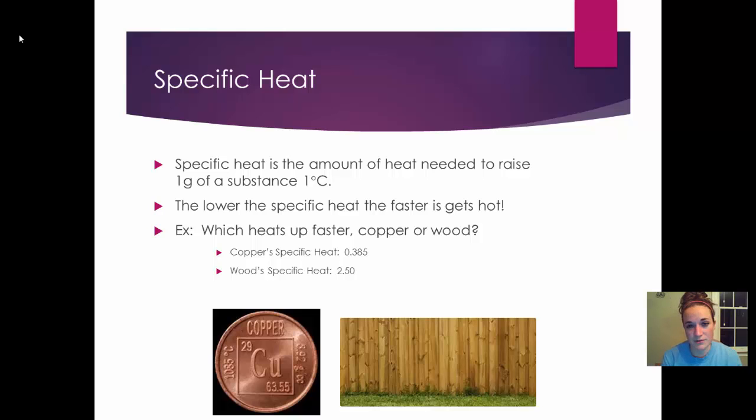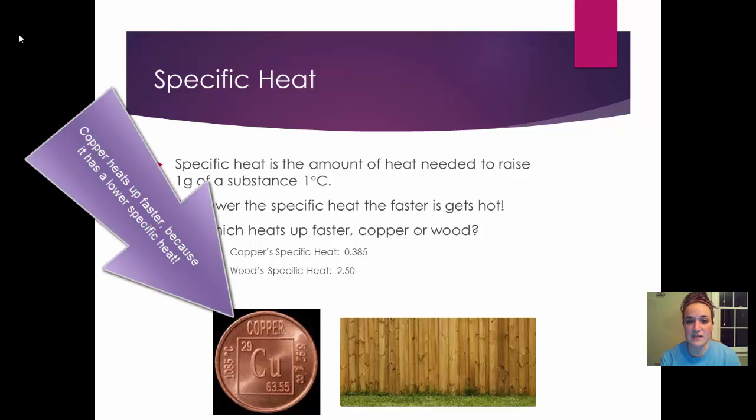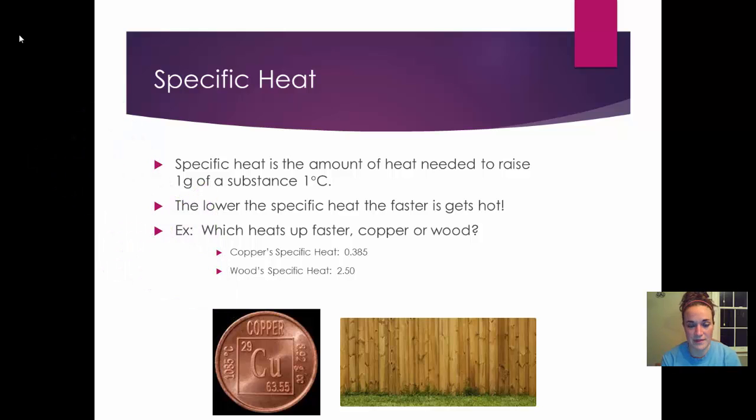So which one of those would heat up faster? The answer is copper. Copper is going to heat up faster. It's a better conductor of heat. So we're going to be doing some more practice with that when we get to it.